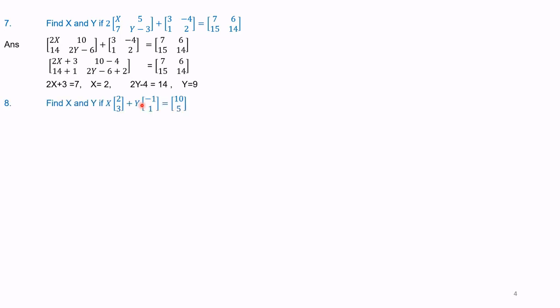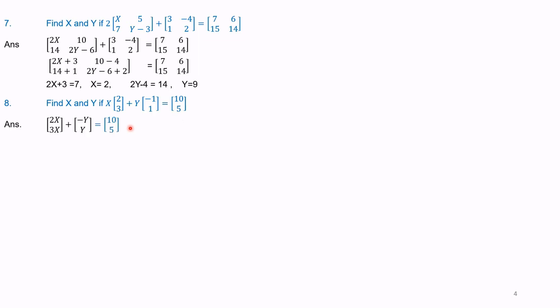Next problem. Find x and y if x into matrix [2; 3] plus y into matrix [minus 1; 1] equals [10; 5]. Let us analyze this problem. Here, x is a scalar multiplication factor into [2; 3] plus y, which is also an unknown value we have to find, into [minus 1; 1], and on the right hand side we have 10 and 5. This is a 2 by 1 matrix and this is also 2 by 1, and the right side is also 2 by 1. Let us do it.